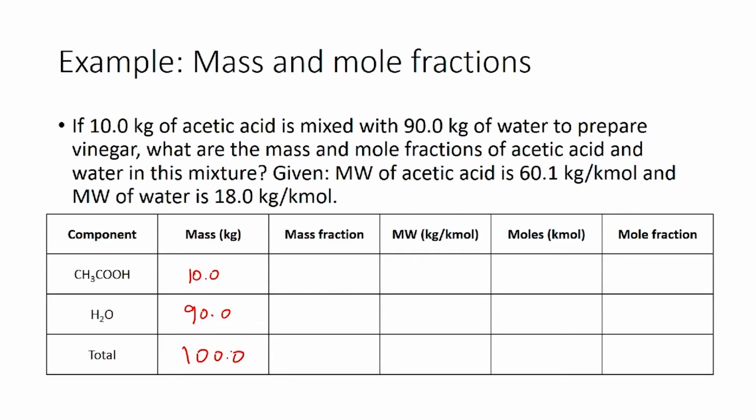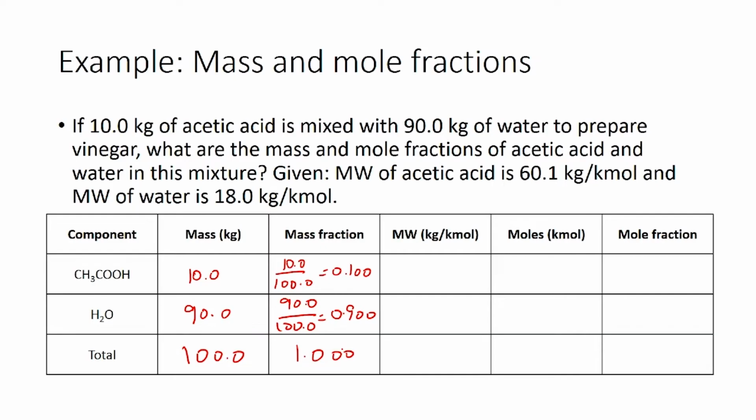So, the mass fraction of acetic acid would be 10 divided by 100, giving you 0.100. Similarly, the mass fraction of water can be calculated as 90.0 divided by 100.0, giving you 0.900. The summation of these two mass fractions would give you unity, which is 1.000.